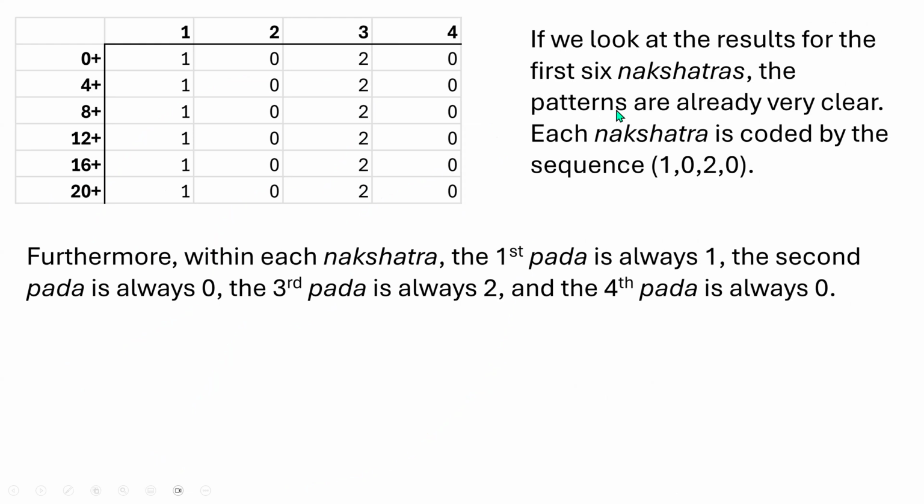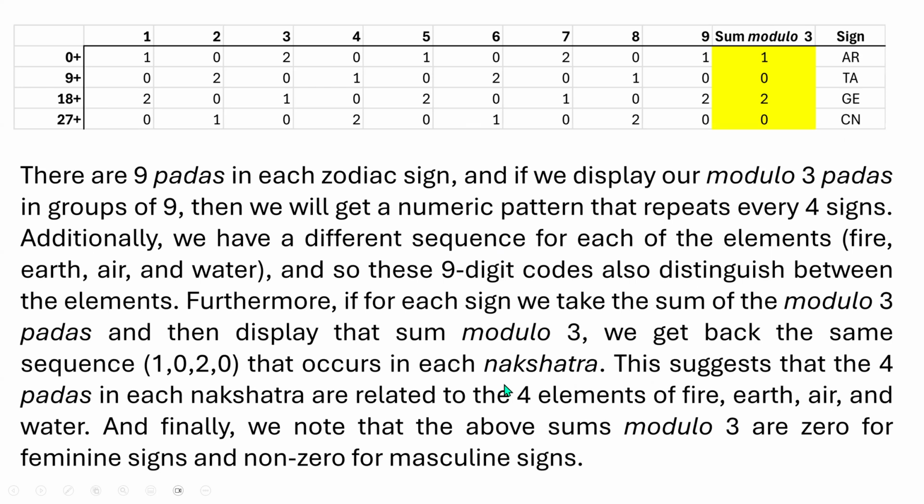If we look at the results for the first 6 nakshatras, the patterns are already very clear. Each nakshatra is coded by the sequence 1020. We get the same sequence for each nakshatra. Furthermore, within each nakshatra, the first pada is always 1, the second pada is always 0, the third pada is always 2, and the fourth pada is always 0.